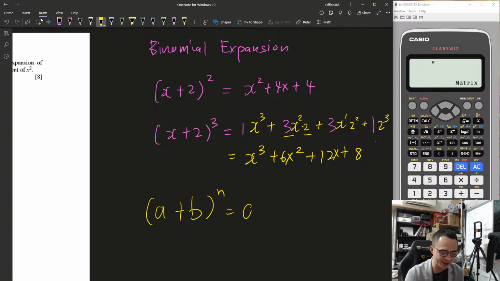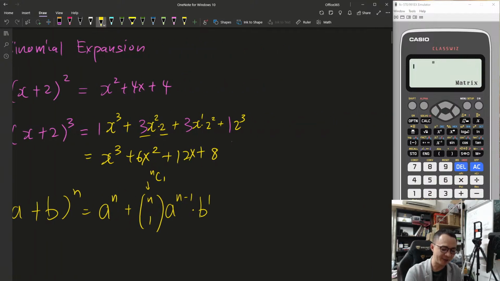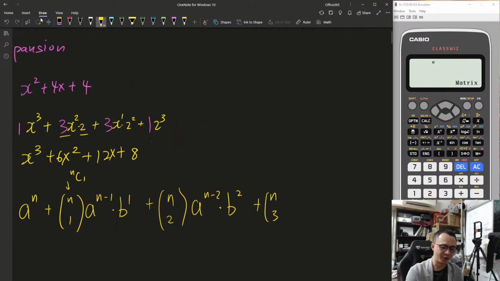So the formula is a to the power of n, and then plus, this one will be nC1. The nC1 here basically means n choose 1, okay? Then this one will be a to the power of n minus 1, multiplied by b to the power of 1, and then I can keep on expanding, which becomes nC2. Then you can see this one will be a to the power of n minus 2, then this one will be b squared. Then you can continue: this one can be nC3, then this one will be a to the power of n minus 3, and then this is b cubed, and so on.